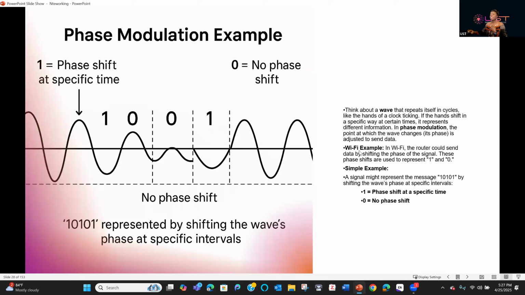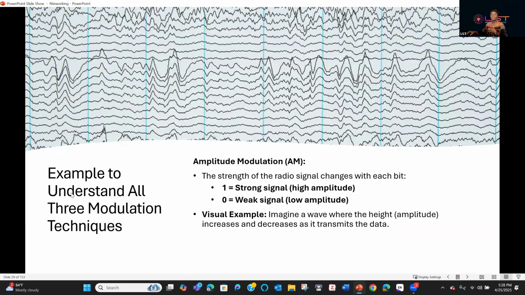So Wi-Fi example, in Wi-Fi, the router could send data by shifting the phase of the signal, right? This phase shift is used to represent 1 or 0, and that's something that we have covered already. An example to understand all 3 techniques that we've discussed: the strength, that's talking about AM, amplitude modulation. The strength of the radio signal changes with each bit, with 1 equal to a strong signal, that's higher amplitude, and 0 equal to a weaker signal, that's lower amplitude.